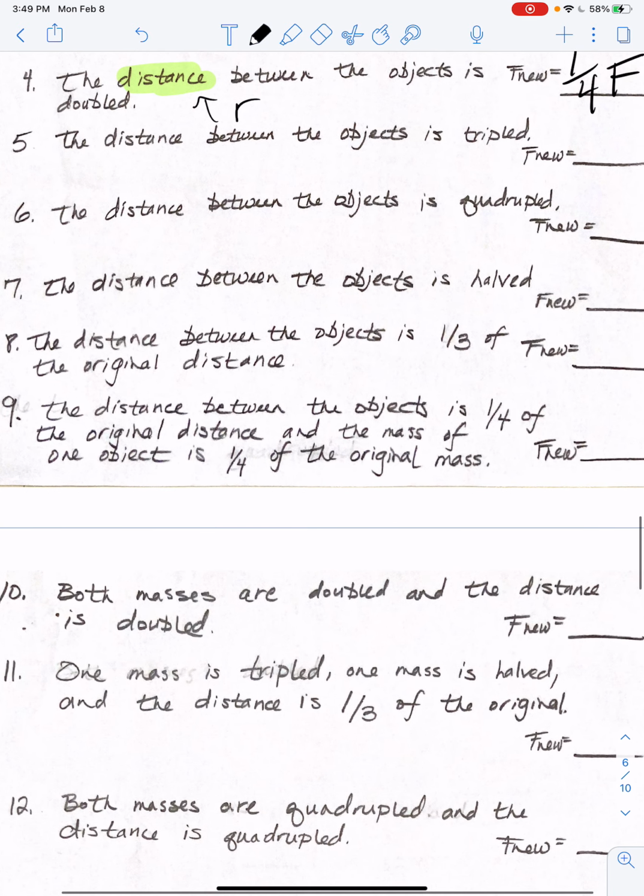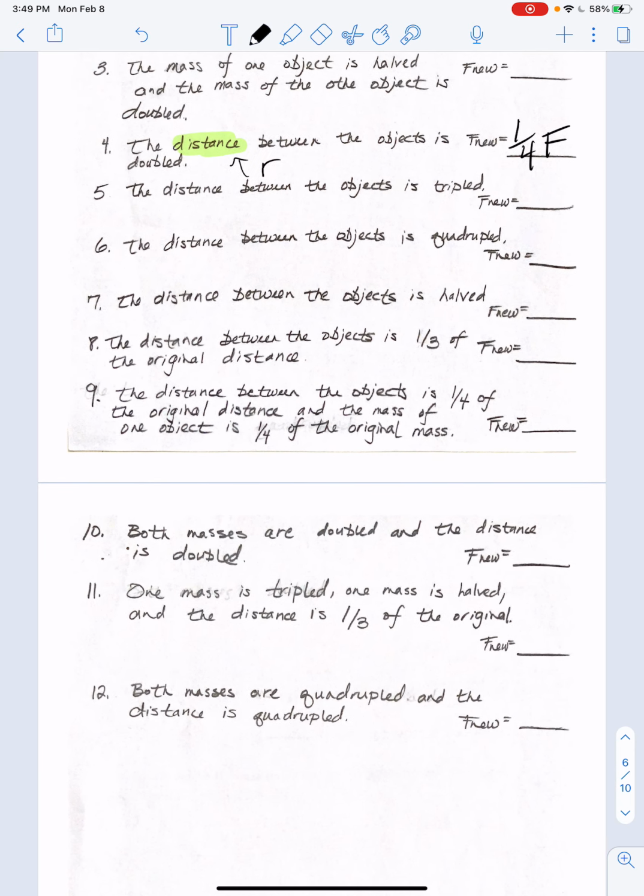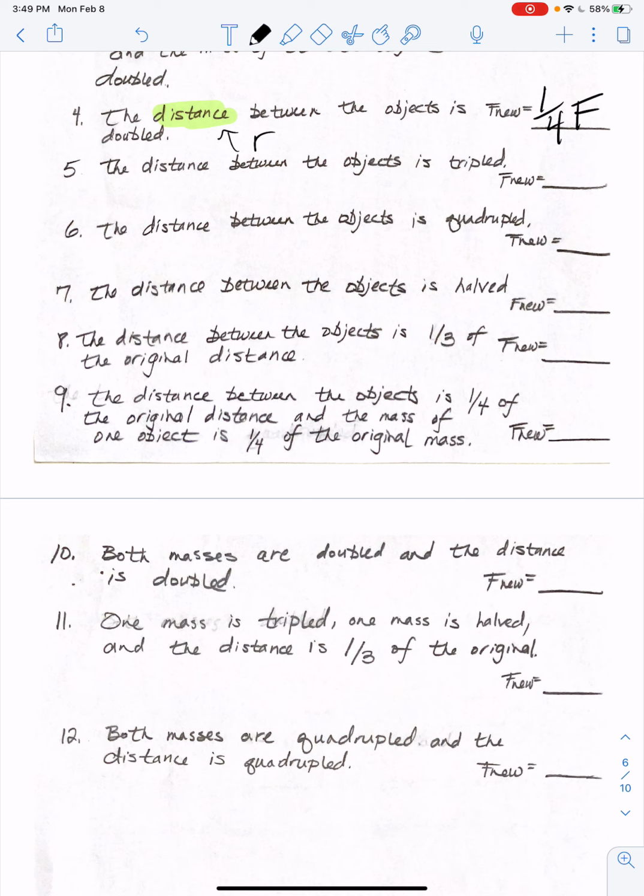Okay, good. Let's look at number 5 here. The distance between the objects is tripled. Am I going to do this one or not? Just thinking about this. Yeah, I guess we'll go ahead and do this one.